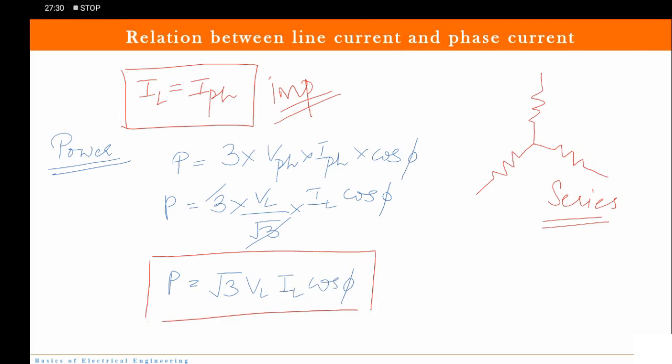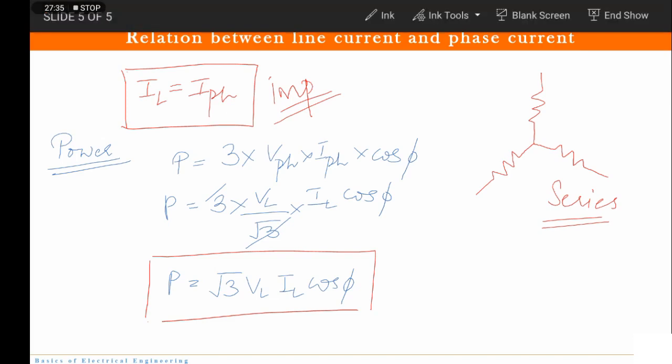Remember what phi is here. Now phi is the phase difference between the phase voltage and phase current. Even this is important. It is not the phase difference between line voltage and line current. It is the phase difference between phase voltage and phase current.